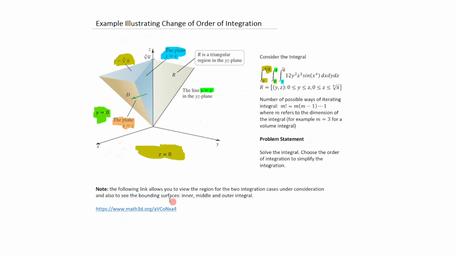This link, by the way, allows you to view the region for 2 different integration cases under consideration, and also to see the bounding surface, the inner, middle, and outer integral for the 2 different cases. That is integral with respect to dx dy dz, and integration with respect to dy dx dz.